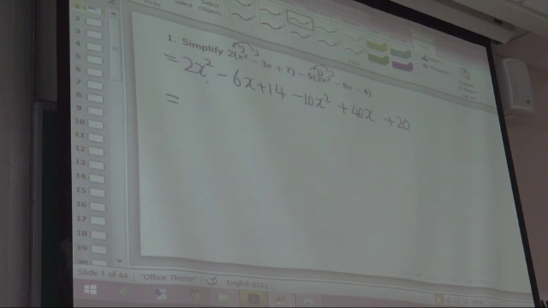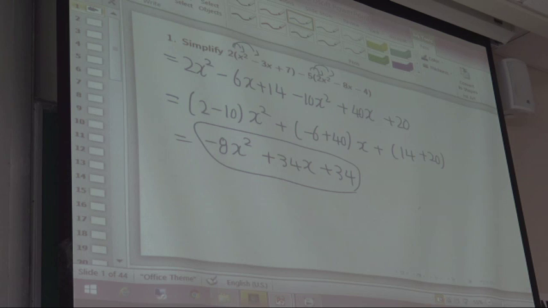Now we have the x squared terms, 2x squared and negative 10x squared, which is 2 minus 10, so negative 8x squared, plus the x terms, negative 6 and 40, so negative 6 plus 40, which is 34x, plus the constants, 14 and 20, which is 34. That's it. That's the simplifying. I didn't say that we have to do the factorization, so that's the simplifying.